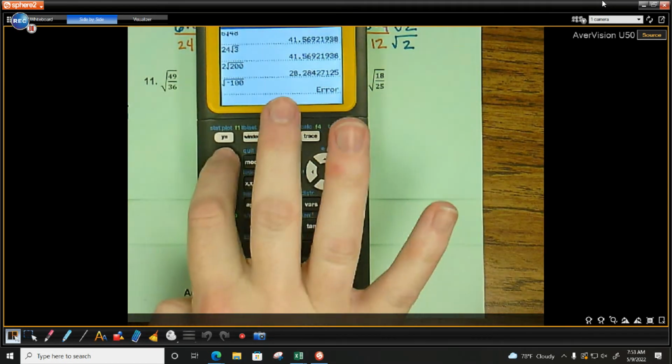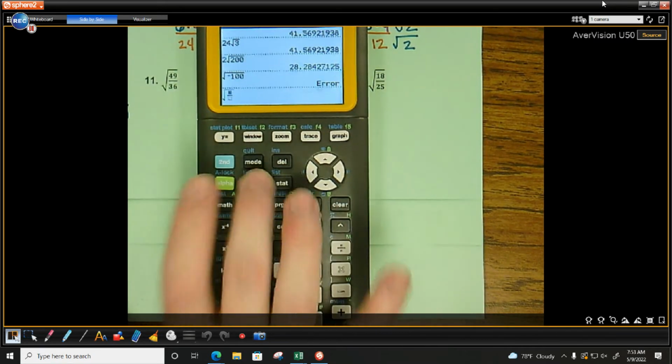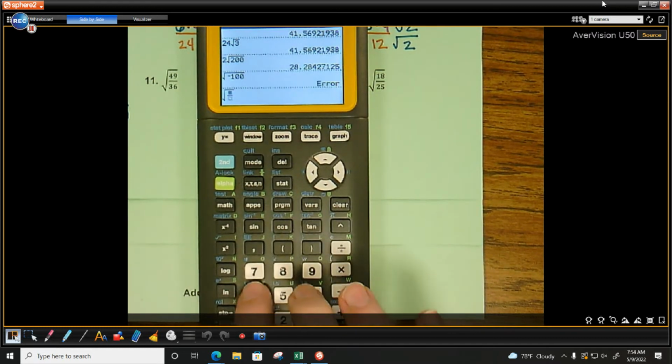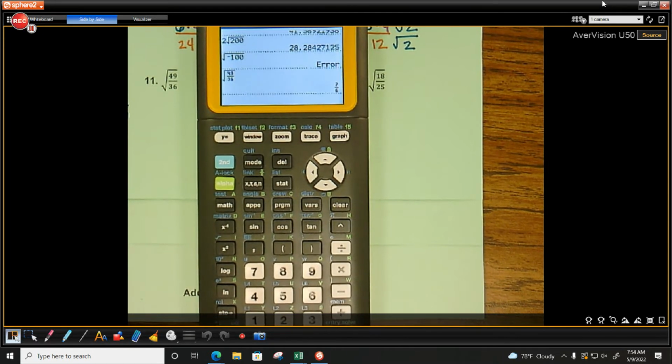Second square root. Type it in as a fraction. So do your alpha x to type it in as a fraction. 49 over 36. Please type it in as a fraction, not a division sign, because then it's going to give you a fraction answer instead of a decimal answer. And we know when we're doing radicals, you're not allowed to have any decimal answers. Wait, I got a fraction answer. You're allowed a fraction answer, just not a decimal answer.